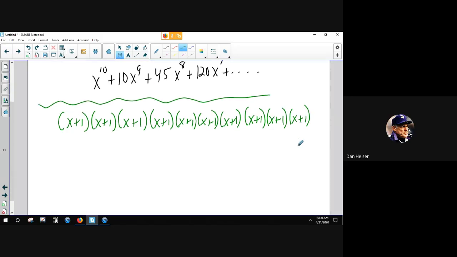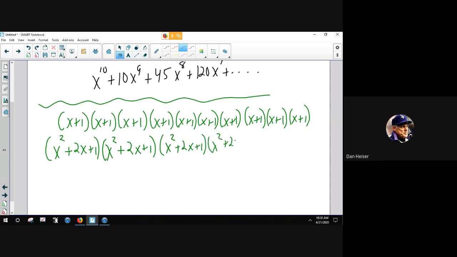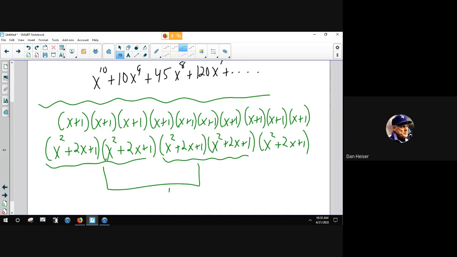And then once we write all that out, now we've got to start foiling. Well, I know what this times this is. It's x squared plus 2x plus 1, and then I do that again, and I'm going to end up with 5 of these. That's 1, 2, 3, 4, 5. And now I have to multiply these 2 together, and these 2 together, and then multiply these 2 answers together, and then multiply by that answer.